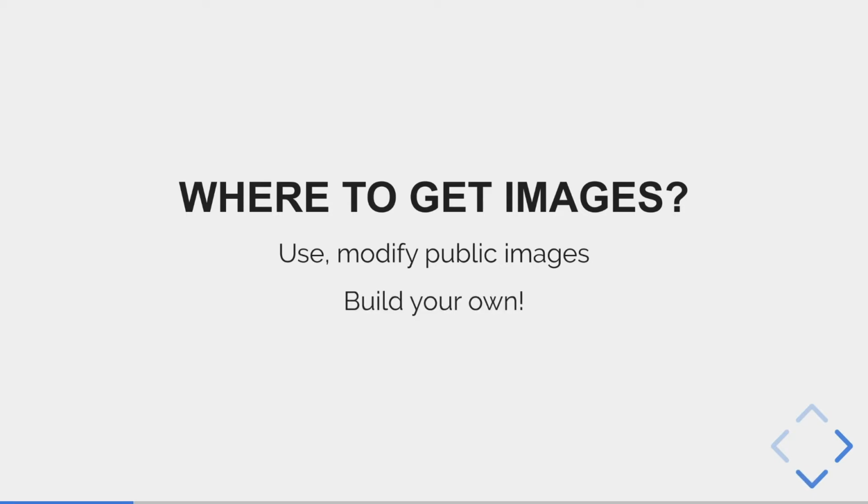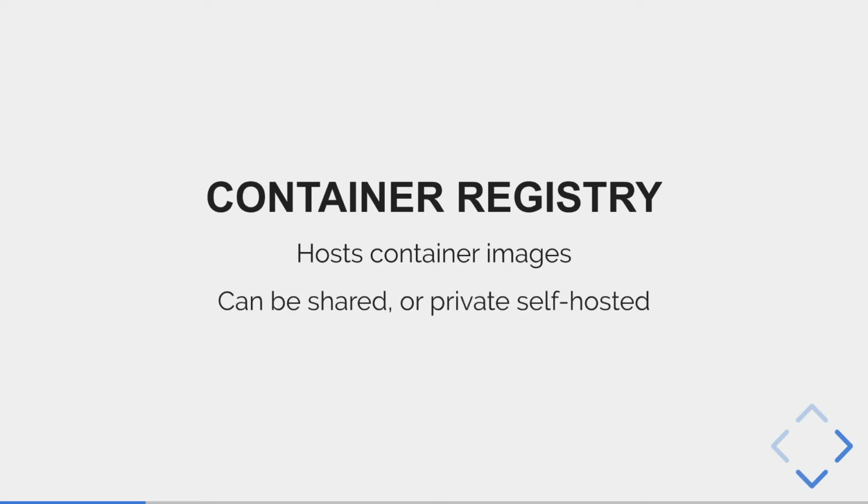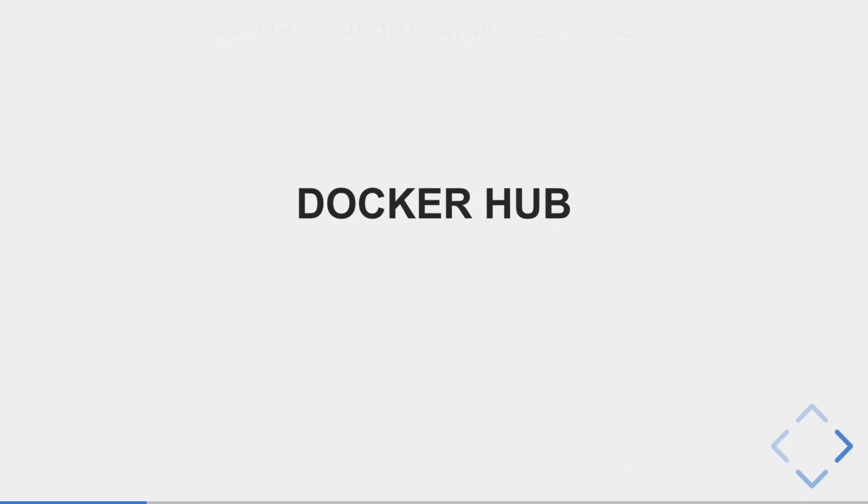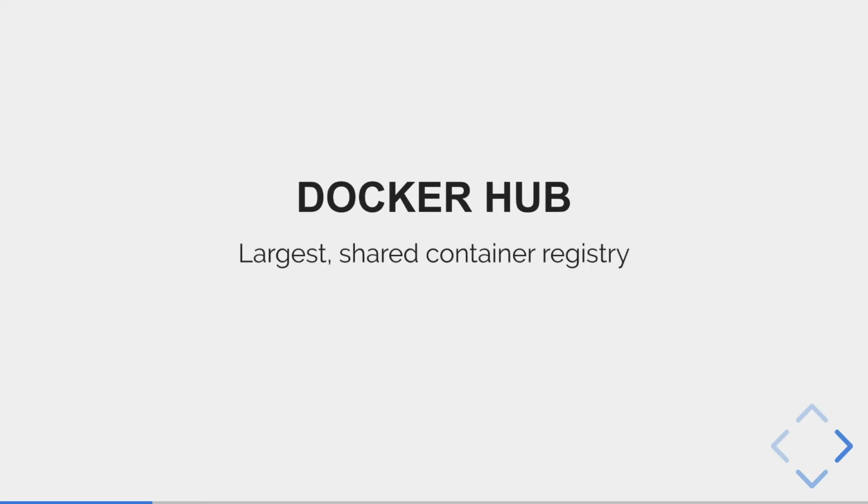So where do we get these images? Typically, we get them in a few different ways. We can use or modify some public images, or we can build our own. Either way, we need to start by looking at a container registry. A container registry hosts container images. These can be shared in public or private and self-hosted. Docker Hub happens to be the largest shared container registry available on the internet today. You can find it at hub.docker.org.